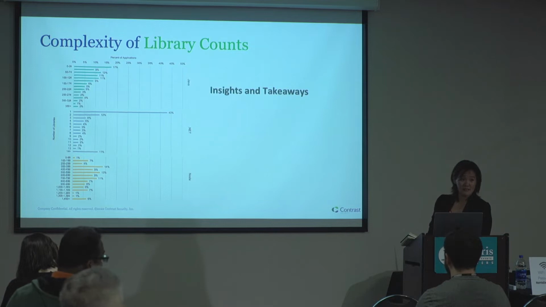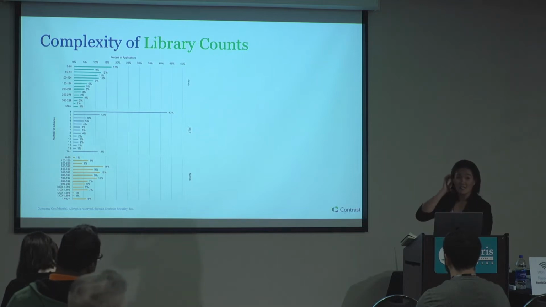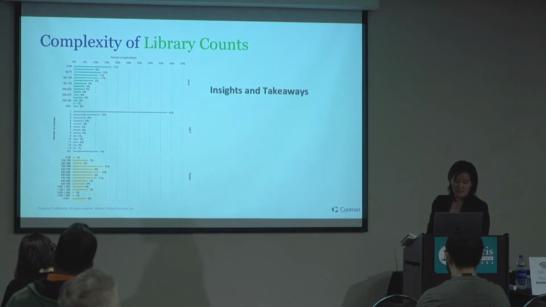Question already. Nice. Is that including transitive dependencies? Ooh, transitive. I'm going to get to that. No, it does not. These are just first level, first order dependencies. He's asking about transitive dependencies or dependencies of dependencies. I'll get to that, but no, these are just those first order dependencies, direct calling libraries.